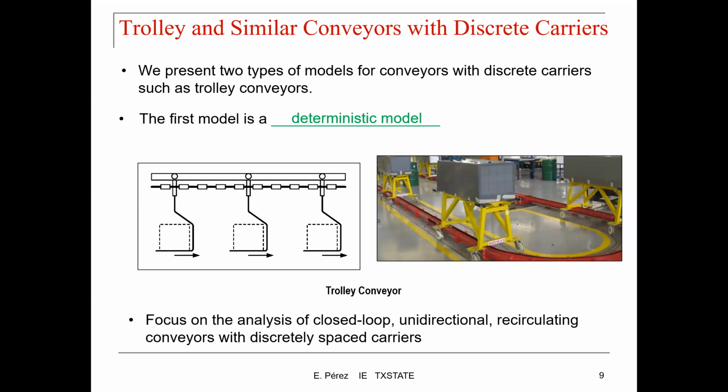So the first model is a deterministic model, which means that we know from the beginning when the items that we're going to put in these conveyors are going to arrive. So we know they're going to arrive at time 1, time 2, time 3, and so on. We focus on the analysis of closed loop, unidirectional, recirculating conveyors with discretely spaced carriers.